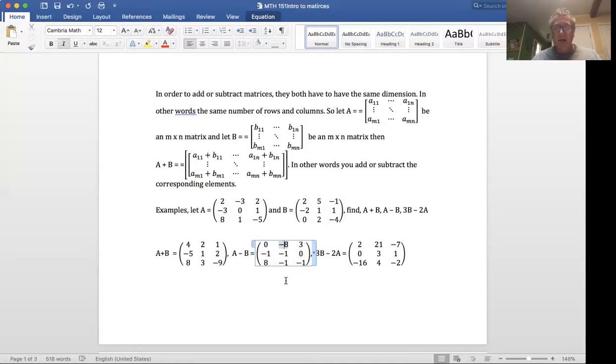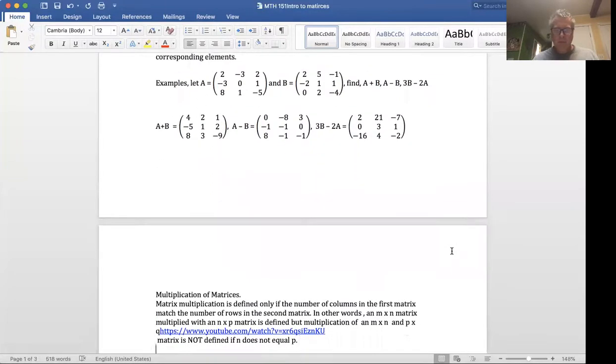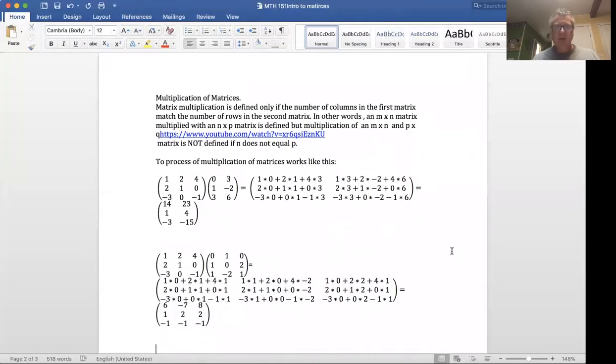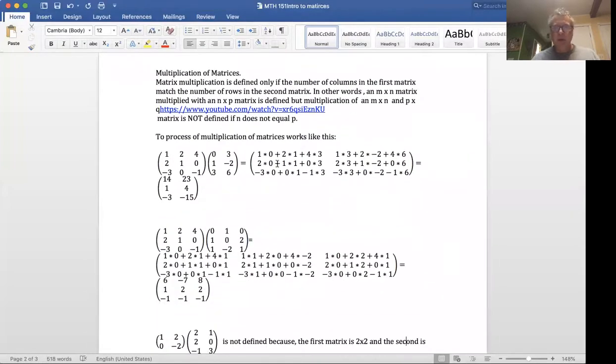I want you to try these to see if you get the same answer. Okay, practice this before you do your homework. When we have scalar multiples in front of the matrices, we do the scalar multiple first, then we add. A more difficult procedure is matrix multiplication. We'll take a look at that next time.